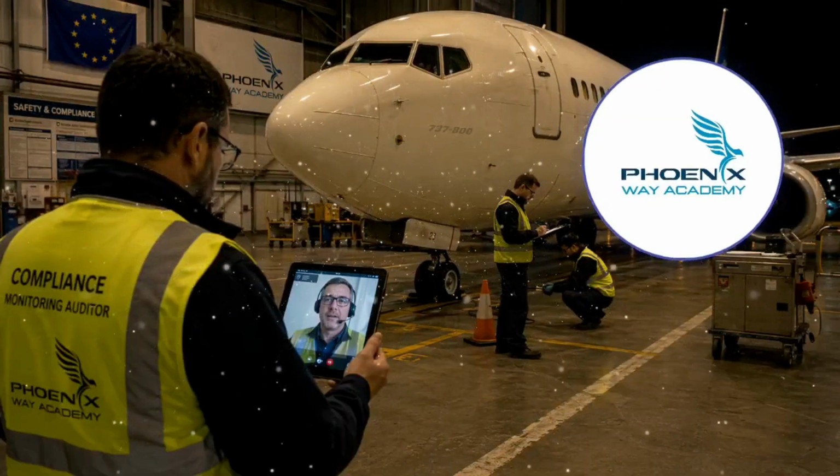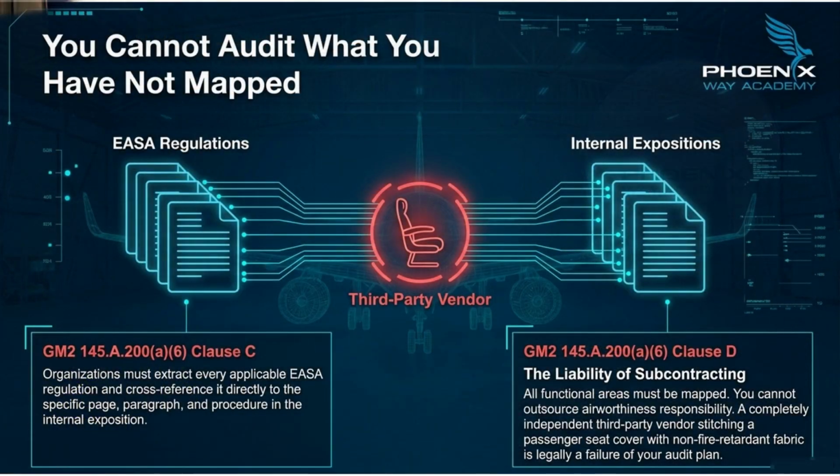That's the focus of Clause C. The text outlines the first element here. It says, the organization needs to identify all the regulatory requirements that are applicable to the activity and the scope of work under consideration. It goes further. Yeah, it mandates that each topic should be cross-referred with the relevant requirement and the related procedure of the organization in the exposition. Conceptually, it's simple. Right. You cannot audit what you have not mapped.